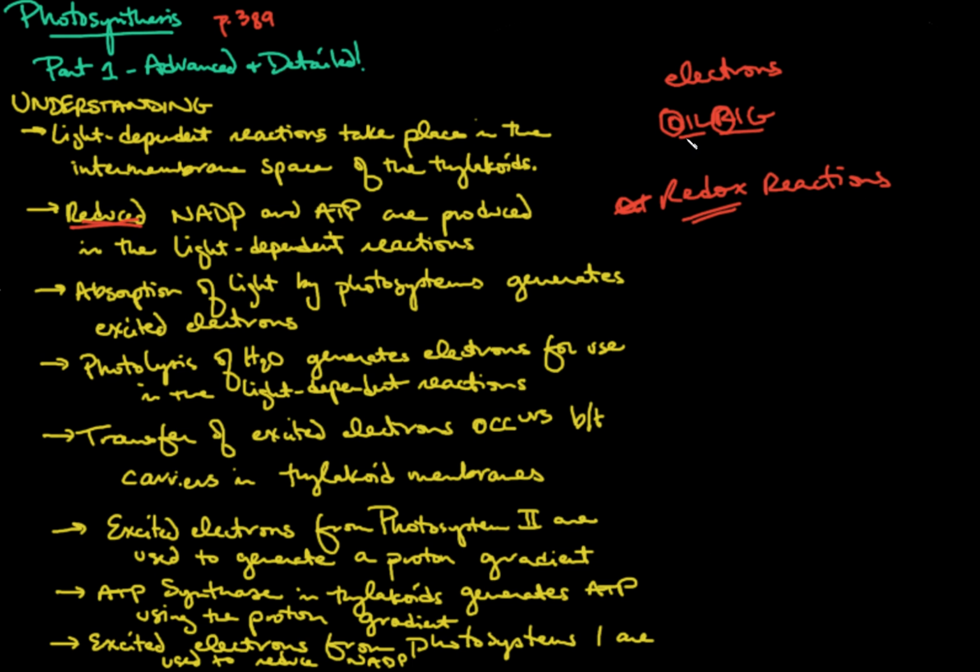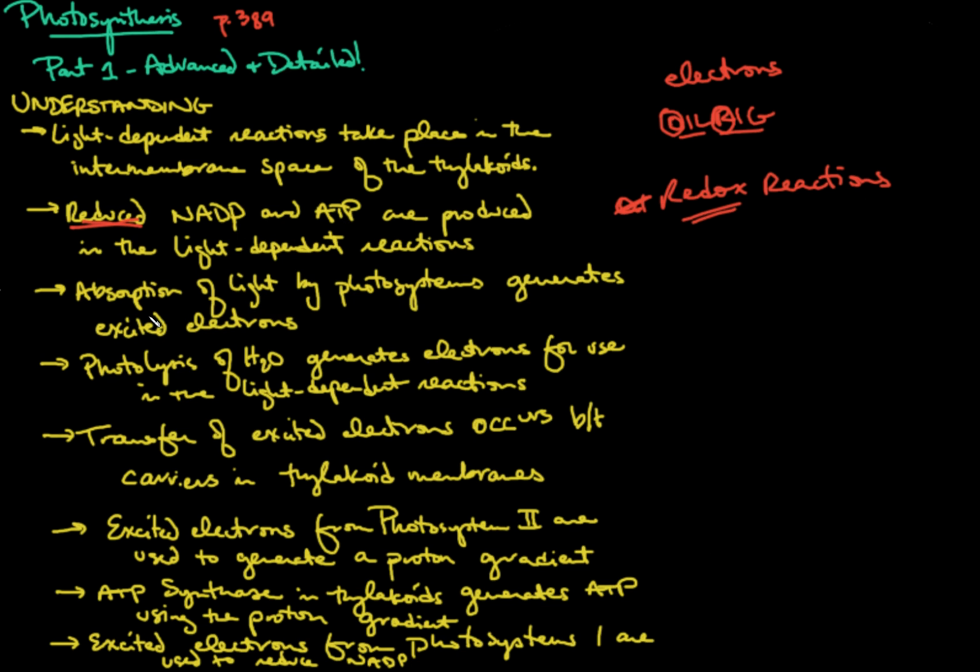So something that is oxidized is losing an electron, and something that is reduced has gained electrons. So oxidation is loss and reduction is gain of electrons. So when we talk about reduced NADP, we're talking about NADP that has gained electrons, and ATP that have gained electrons through the light-dependent reaction.